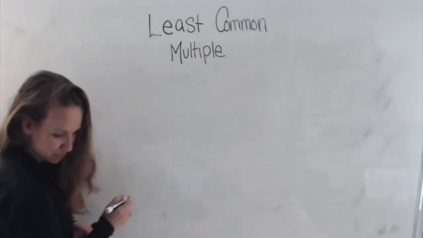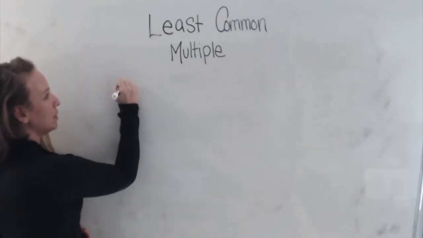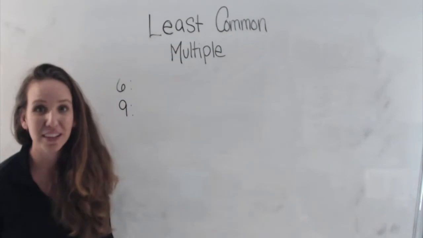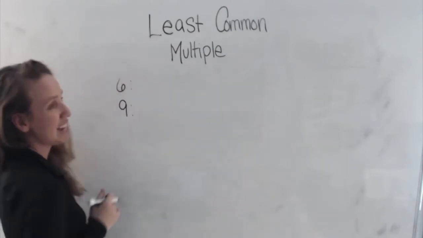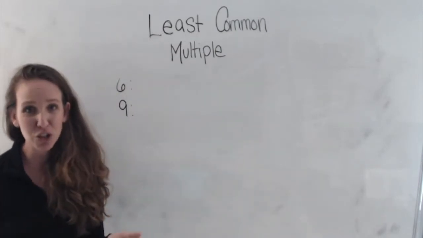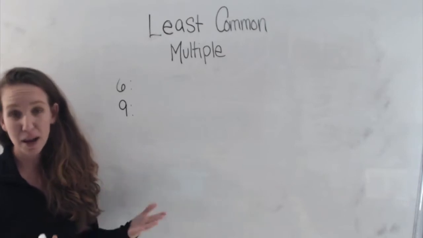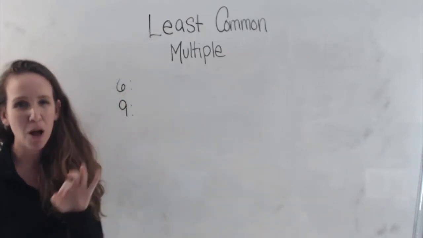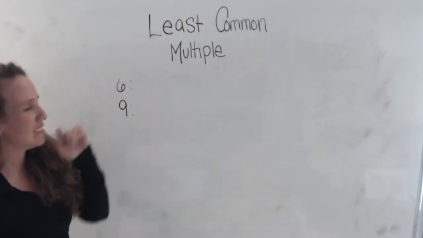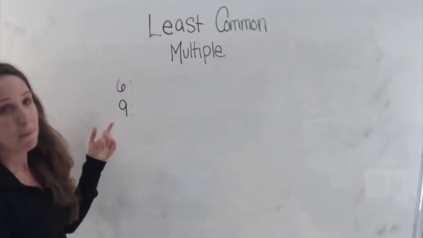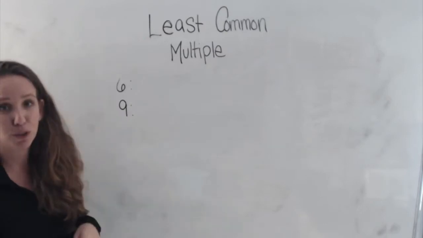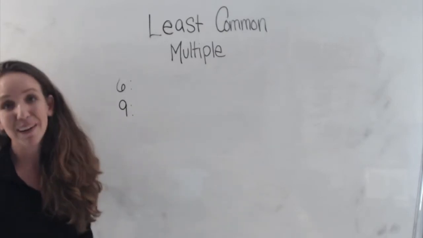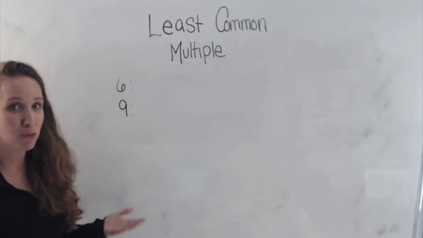Now, if we have the numbers 6 and 9, and we're trying to find the least common multiple between 6 and 9, what we're trying to do is find a number that both numbers multiply to make, but the smallest one. That's why it says least. That sounds a little confusing. But we all know that 9 times 6 is 54, so both numbers can be made into 54. But is there a smaller number that they can both be made into?